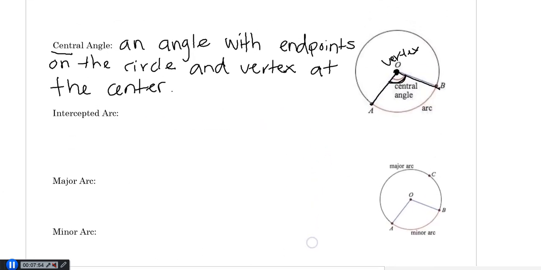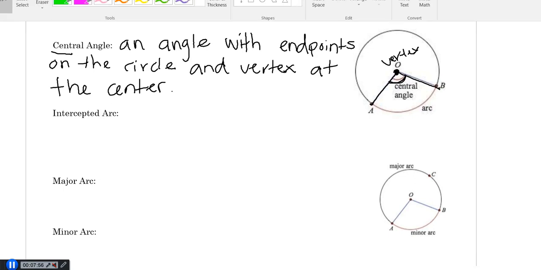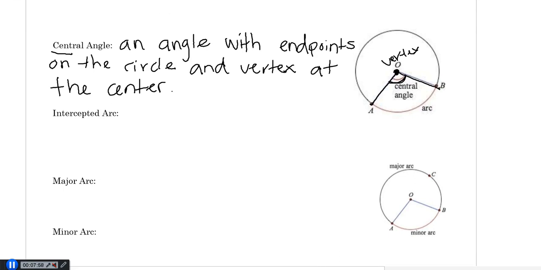Intercepted arc is whatever arc. Now, if you see the word arc, it's going to be like the round part. So you're going to use like this little round notation. And since our central angle goes from AOB, the intercepted arc is whatever part of the circle, like the outline of the circle, that angle opens up to.